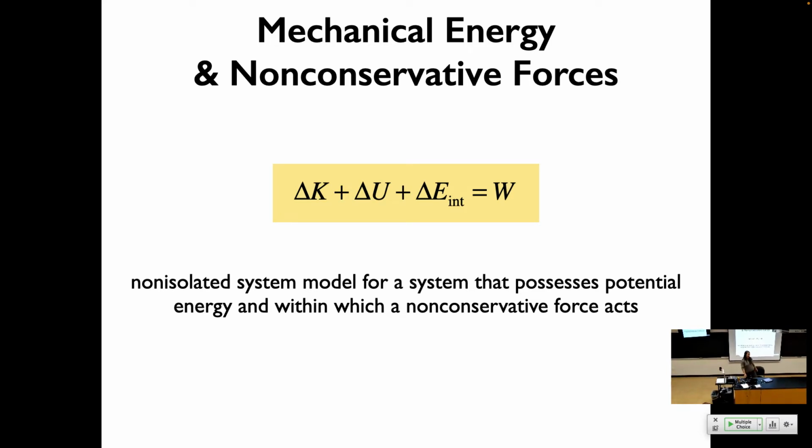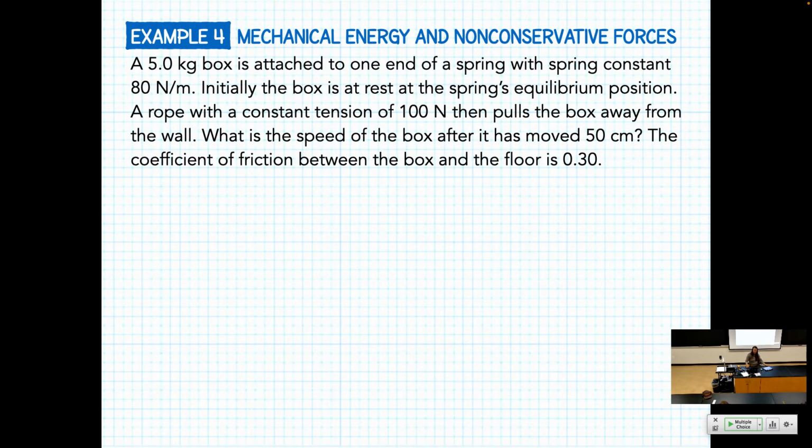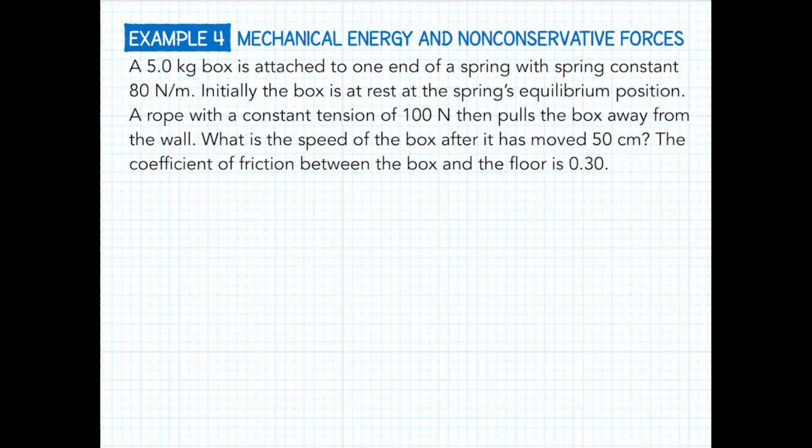So let's try another example problem. We have this 5 kilogram box attached to a spring, and we know the box is at rest at the equilibrium position, and we pull on it with a rope. So this is going to require a lot of drawing, okay? The biggest difficulty of these problems is keeping track of everything in the problem. So we have a 5 kilogram box. It's attached to one end of a spring with a spring constant 80 newtons per meter.